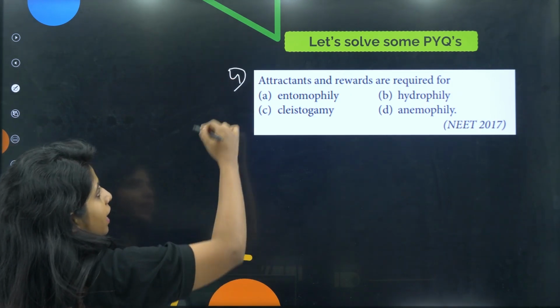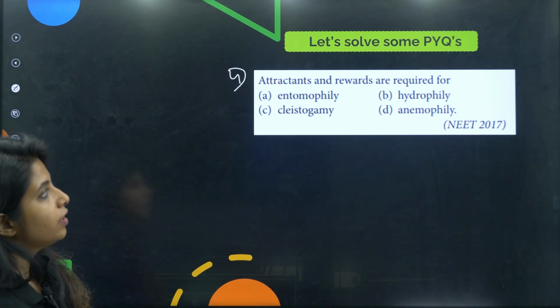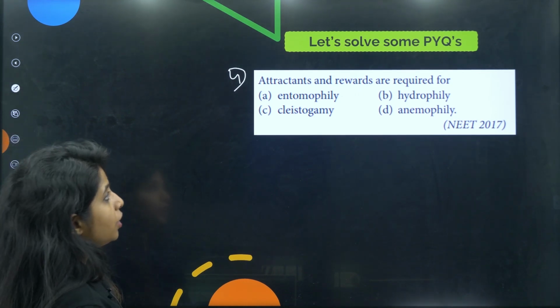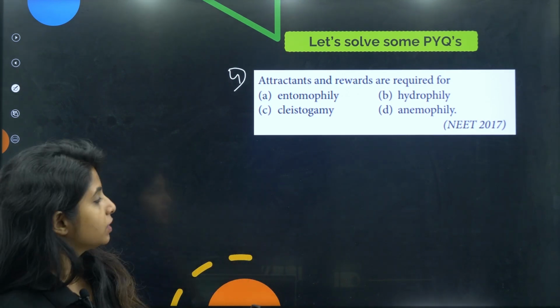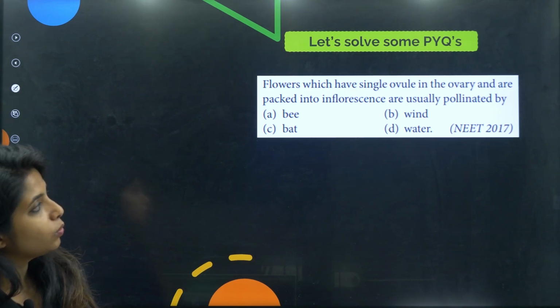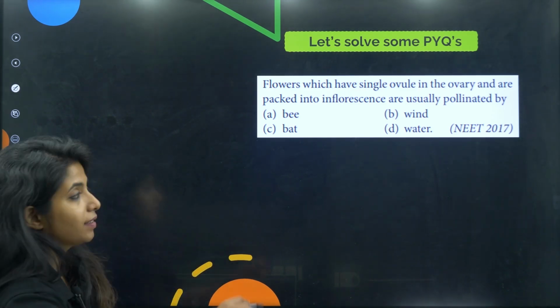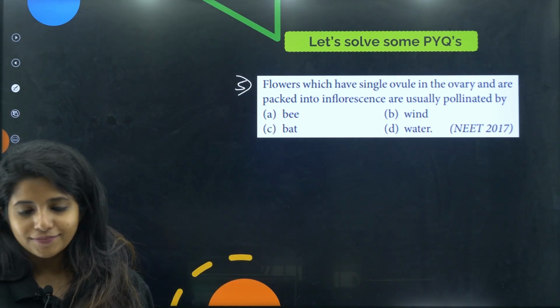This is the fourth question. Attractants and rewards are required for what? Entomophily, hydrophily, cleistogamy, anemophily. Now, if you do not know what entomophily or hydrophily or anemophily mean, then what will you do? It is a problem. You tell me the answers. Okay. Next thing. One more question. Flowers which have single ovule in the ovary and are packed into inflorescence are usually pollinated by. This will be the fifth question. Try to solve it.